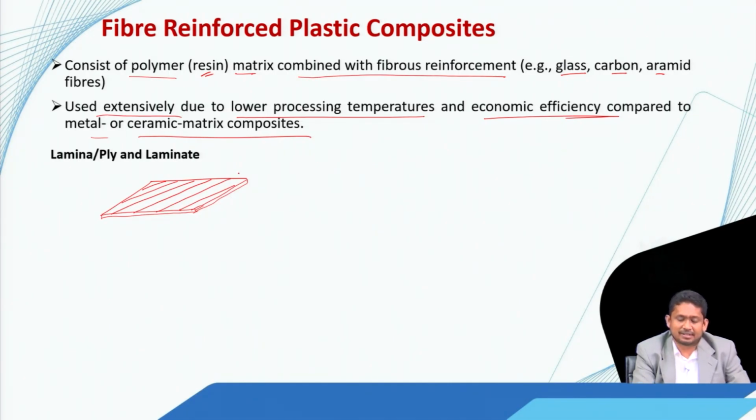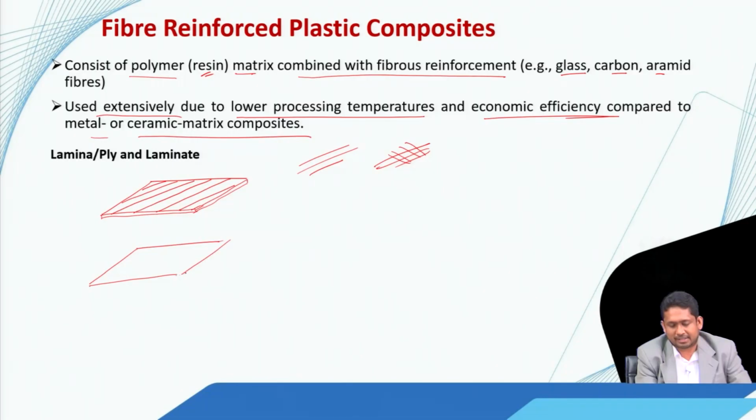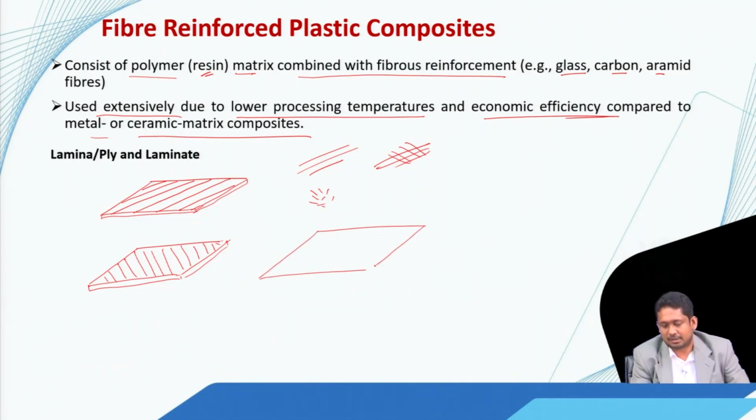Now, within the ply, the fibers can have diverse orientations. They can be oriented in one direction like this. They can be oriented in multiple directions also, and different plies can have different directions. One ply may be like this, another ply can have fiber orientation like this, and so on. And the fibers need not be continuous, they can be in chopped form also. Now, when we stack these plies up one over another, we make a combination like this, and that is called a laminate.